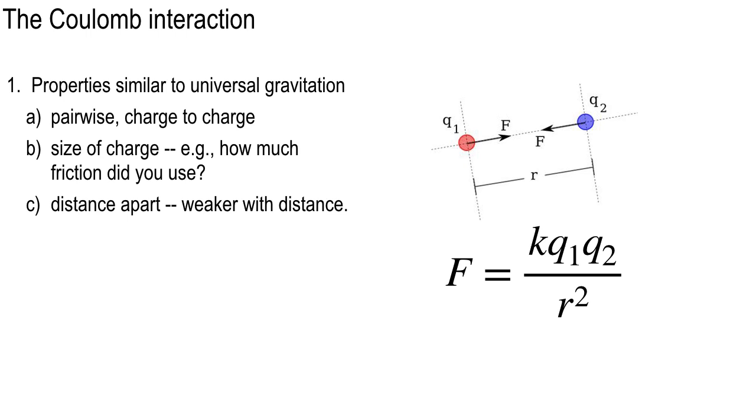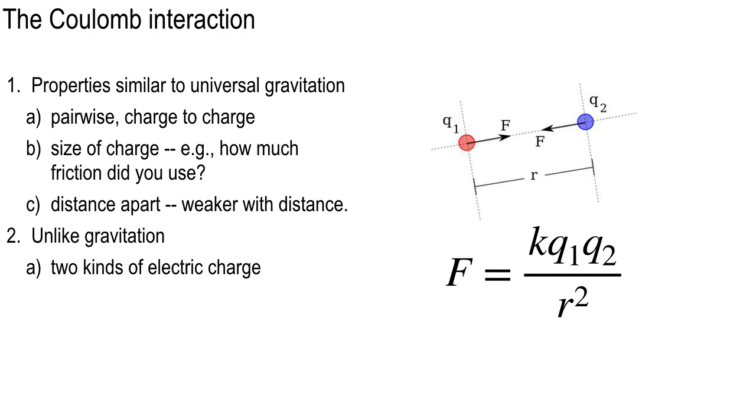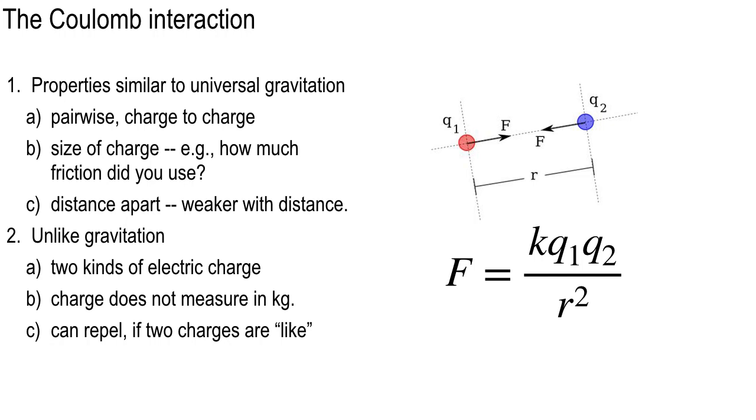So it's weaker with distance, an inverse R squared. But unlike gravitation, there are two kinds of electric charge. In gravitation, there's only one flavor, kilograms, and they're always positive, and they always attract. They never repel. But with two kinds of electric charge, you can repel if the charges are alike. Positive and positive interact by repelling each other. Negative and negative interact by repelling each other. Negative and positive attract, and that is like gravitation. But in gravitation, there's no repulsion, unless you're watching Star Trek or some science fiction. But we're doing real science here, not science fiction.